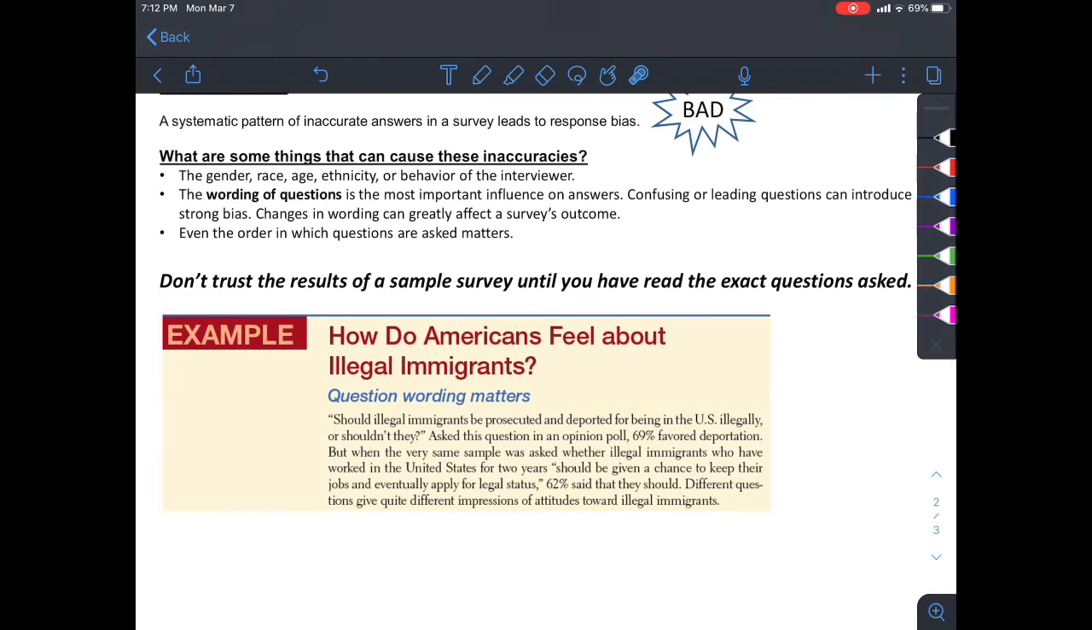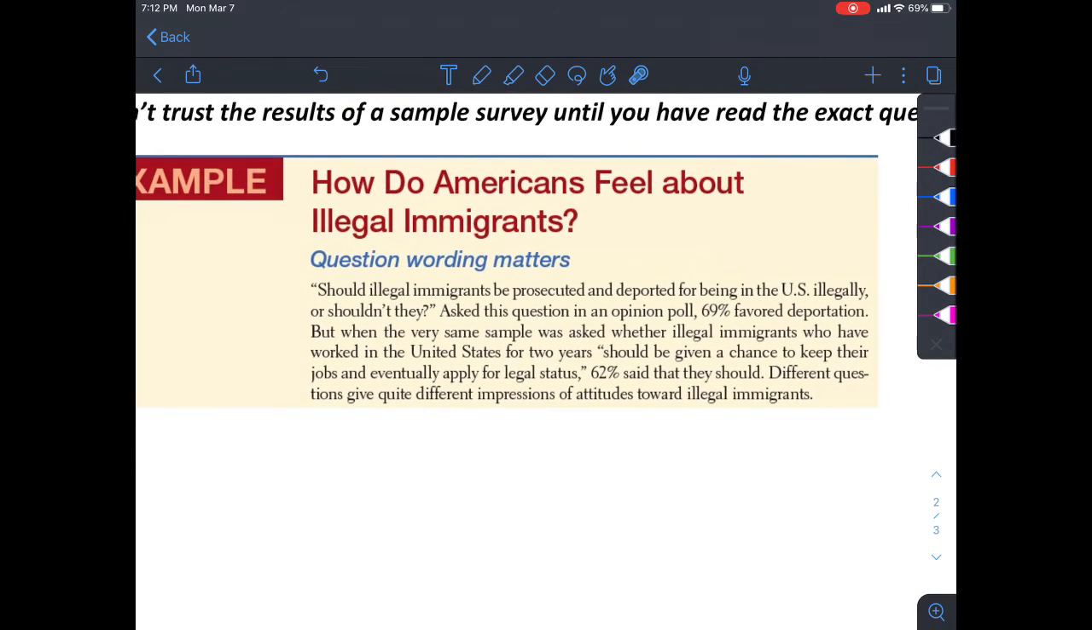Okay, so here's an example. Before we go on, don't trust the results of any survey until you read exactly what questions were being asked. So how do Americans feel about illegal immigrants? This is a specific example. Should illegal immigrants be prosecuted and deported for being in the U.S. illegally, or shouldn't they? See how it's worded? Should they or shouldn't they? Asked this question in an opinion poll, 69% favored deportation.